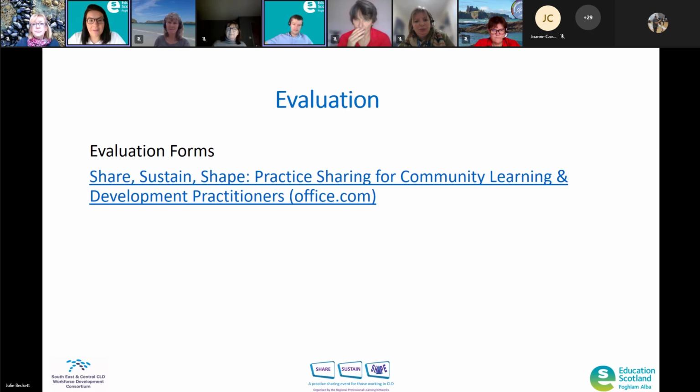Okay, just to highlight, the form itself says at the top of it, practice sharing for community learning development practitioners. So it's a general evaluation form. If you think, oh, have I clicked the wrong one, it's just a general one. It does actually ask you, I think in question 5, what session you took part in. So if you just take a wee 5 minutes to fill in that, that'd be really helpful for all of us.